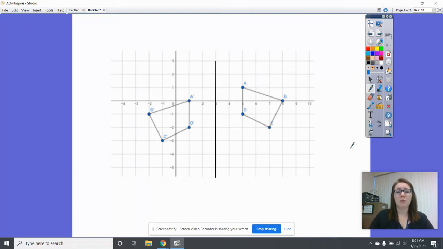So when you're looking for these types of transformations, first you look for the orientation. Did it flip? Does it look like it turned? Does it look like something slid around? Or did it get bigger or smaller? Those are the different things that are going to help you find your combination of transformations.